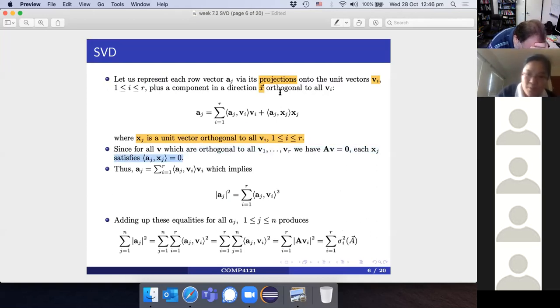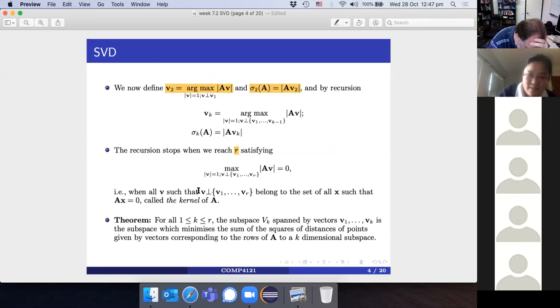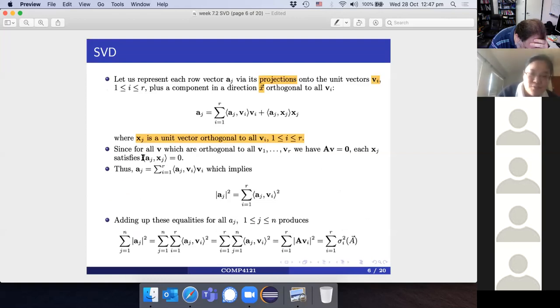Because you see, X is orthogonal to all VIs, which means the inner products of X and the VIs are all 0. If it satisfies this, then A times X is 0, and then every row times the vector X is also 0. Does that make sense to you? Yes. Okay, cool.